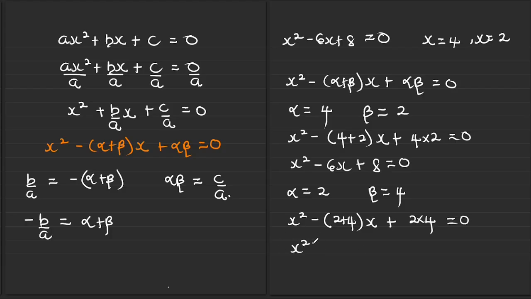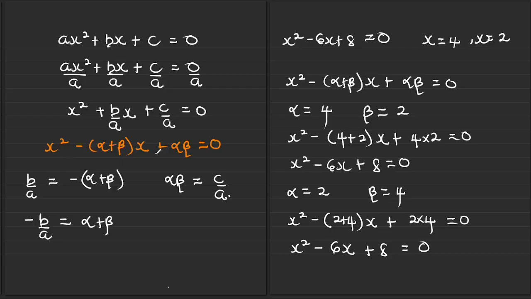So you have x squared minus 2 plus 4 gives us what? A 6. So we have our 6x, and then plus 2 times 4 gives us an 8 is equal to 0. So whether you let your alpha be this root or the other root, you would still get the same answer. That accounts for why we say this equation is actually a symmetric equation.